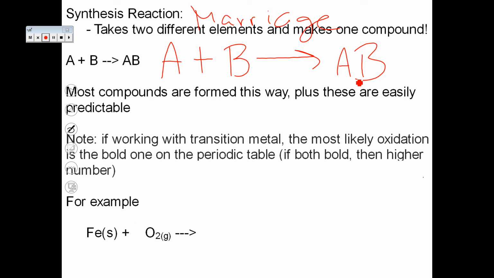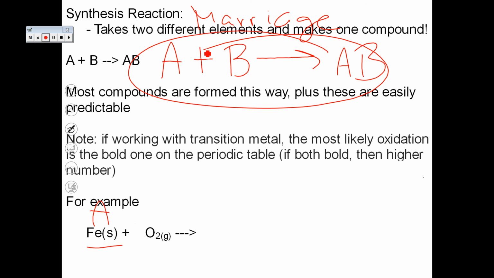If you are working with a transition metal and the oxidation number is not given to you, you may use the red, white, and blue periodic table, and the most likely oxidation number is the one in bold above the transition metal symbol. If there is more than one bold number, then you go with the higher number because that is the more stable one. So for example, we have iron plus oxygen. Iron is our A in this general format. Oxygen is our B in this format. Notice that oxygen has a 2 there because it is elemental.